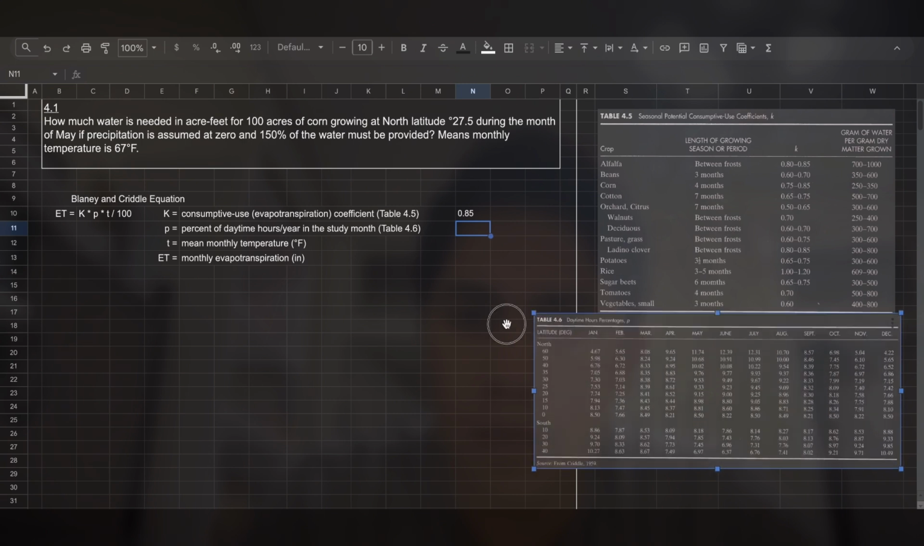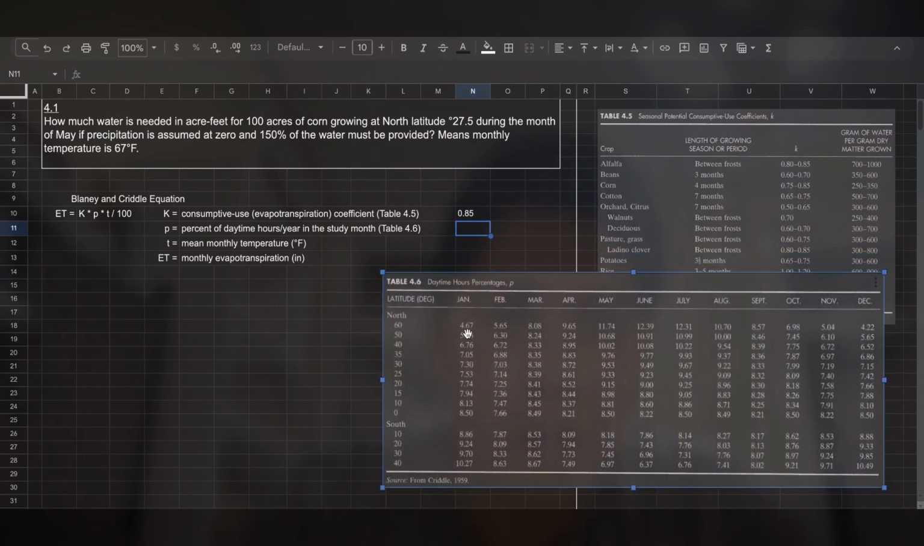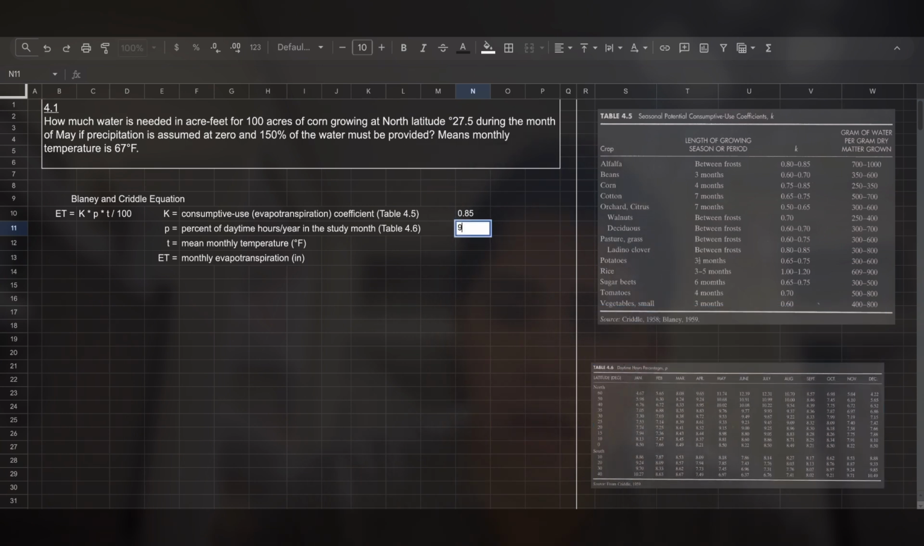The percent of daytime hours per year in the study month, we need to go to table 4.6, and we're working in the month of May, so at 27.5 degrees north latitude. So that would be right between 25 and 30. So for May we have 8.61 and 8.72. No, that's April, sorry. 9.33, 9.53. So the average of those two is gonna be 9.43. Now the monthly temperature we are given, that is 67.